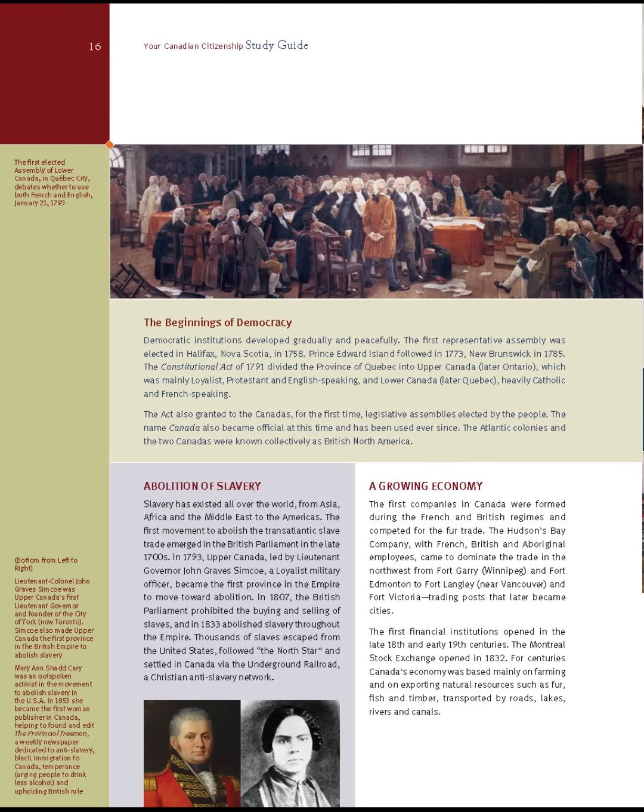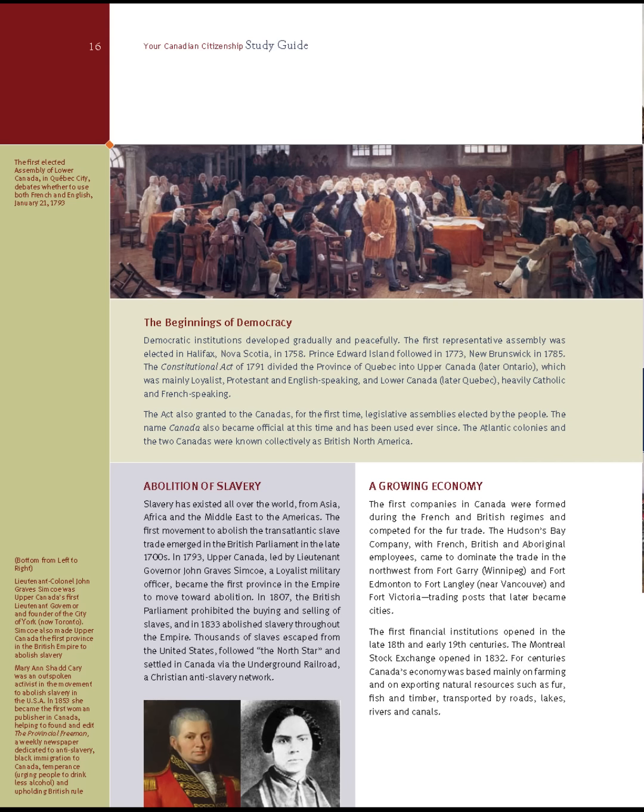The beginnings of democracy. Democratic institutions developed gradually and peacefully. The first representative assembly was elected in Halifax, Nova Scotia in 1758. Prince Edward Island followed in 1773, New Brunswick in 1785.